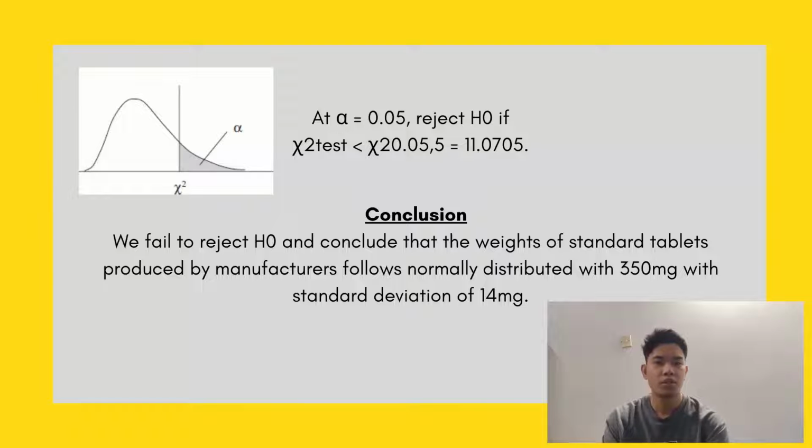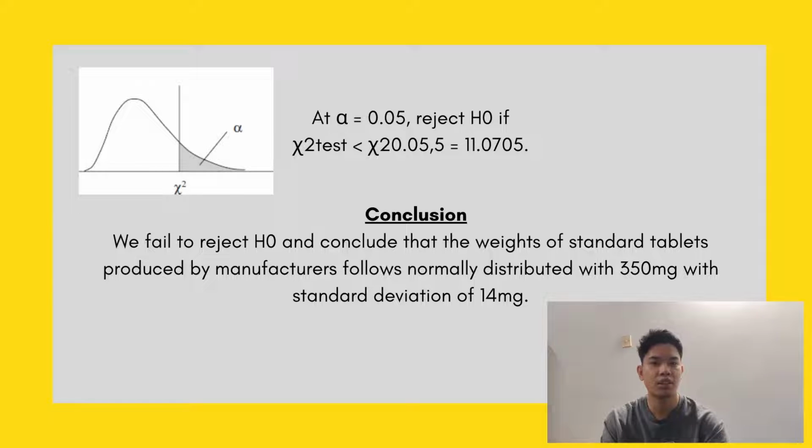At alpha equal to 0.05, from the chi-square graph, we found that the rejection value will be 11.0705, while we get the test statistic equal to 2.2144, which means we fail to reject H naught. So we can conclude that the weight of the standard tablets produced by the manufacturer does follow the normal distribution and the standard deviation given.